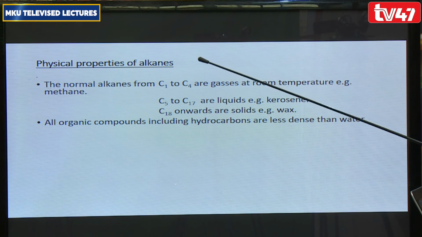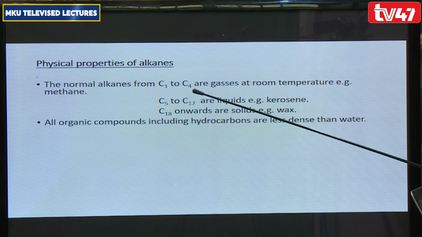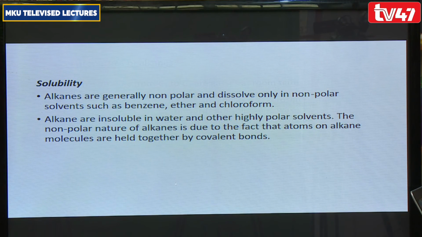Now, what you notice is that when it comes to melting and boiling points, the melting and boiling points of alkanes increase with increasing molecular size. This is because the bigger the molecular size, the stronger the van der Waals forces. Solubility: because of lack of polarity, which can also explain the low melting and boiling points, alkanes generally are insoluble in polar solvents, the best example being water, but are soluble in nonpolar solvents, such as benzene, ether, chloroform, etc.